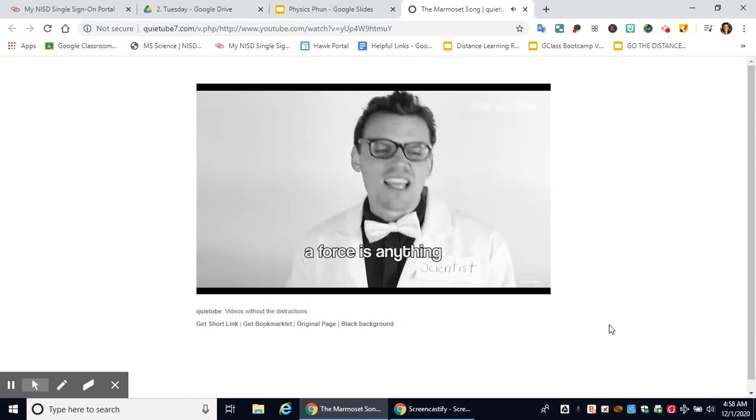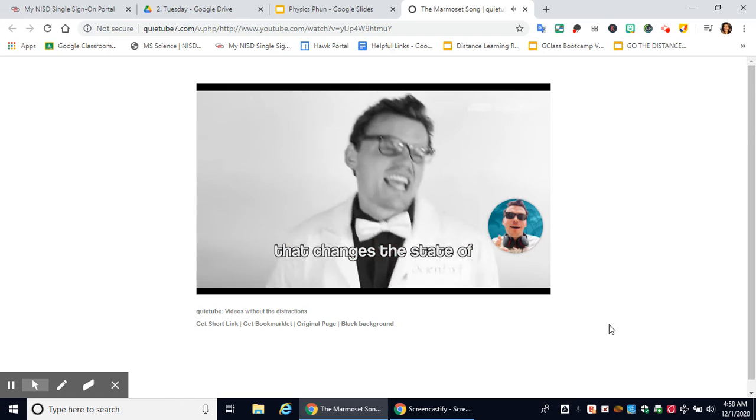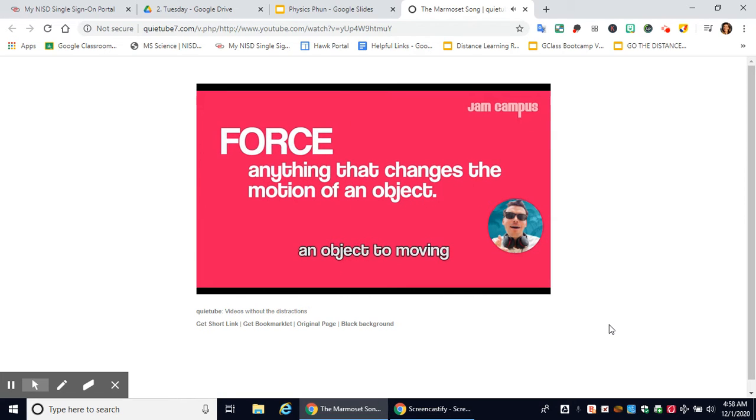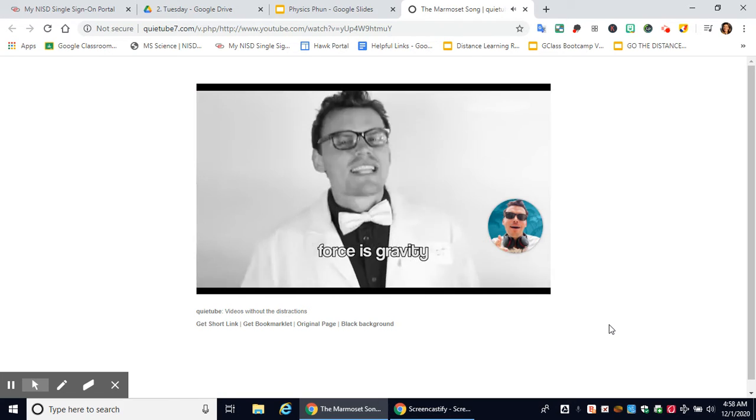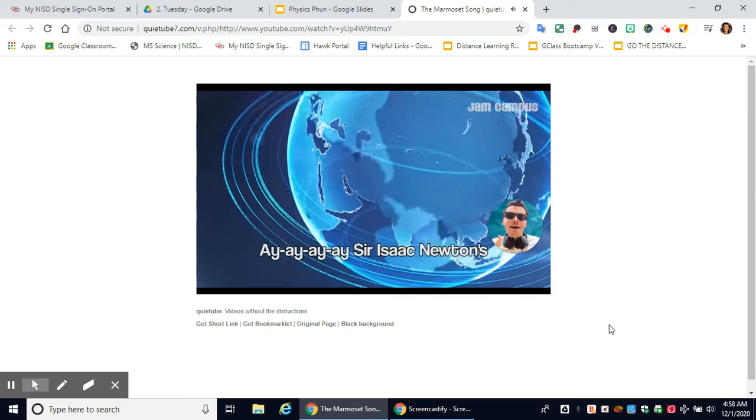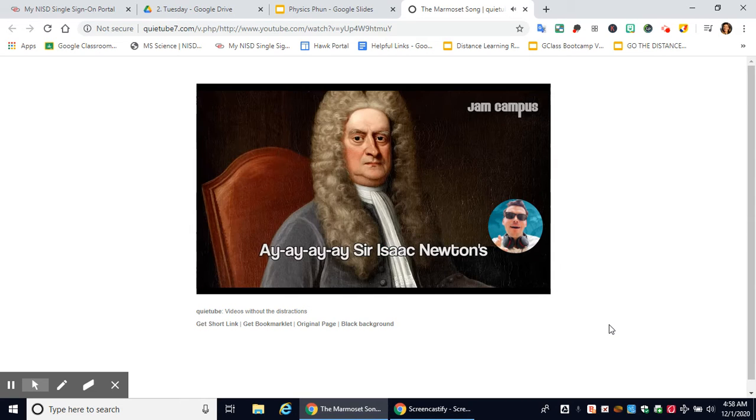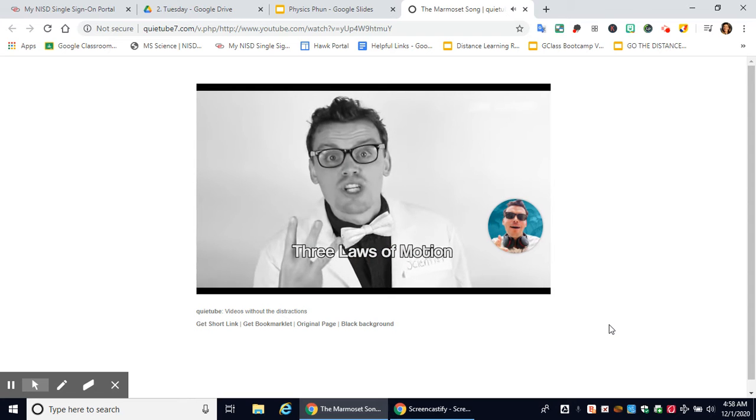Force is anything that changes the state of an object to moving. On Earth, the strongest force is gravity. Oh yeah, Sir Isaac Newton, 3 laws of motion.